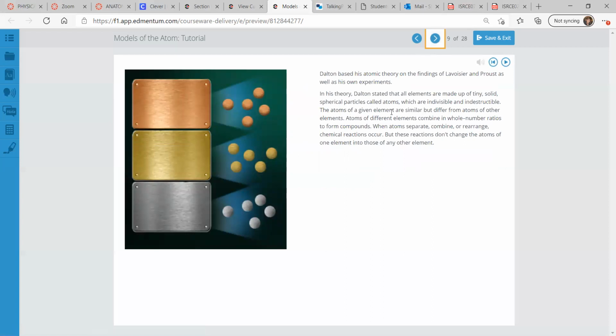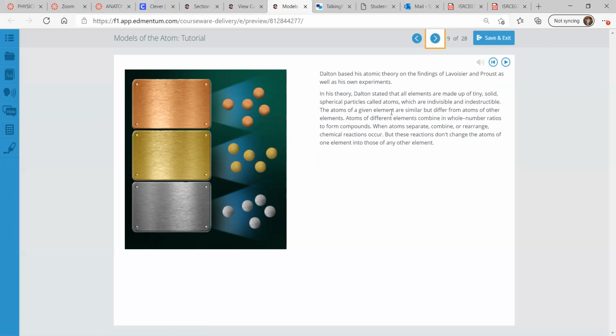And he based his atomic theory on the findings of Lavoisier and Proust, as well as his own experiments. So you'll see that in science a lot. Scientists will look back, look at what people have done with their experiments, and then take that knowledge and use it in their own experiments.